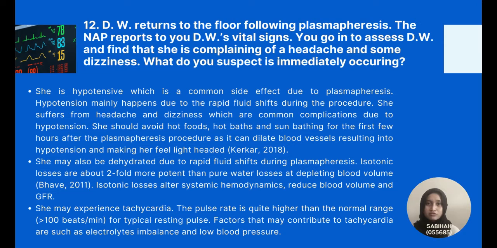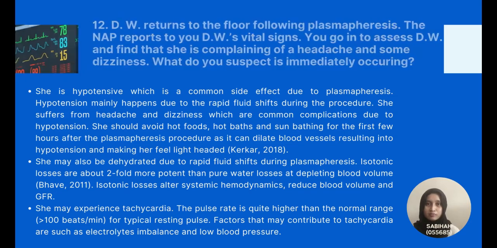It is said that isotonic losses are 2 times more potent than pure water losses at depleting blood volume. Isotonic losses can alter systemic hemodynamics, reduce blood volume, and reduce glomerular filtration rate. She may also experience tachycardia. Her pulse rate is higher than the normal range for typical resting pulse, which is 100 beats per minute. Some factors that may contribute to this are electrolyte imbalance and low blood pressure.